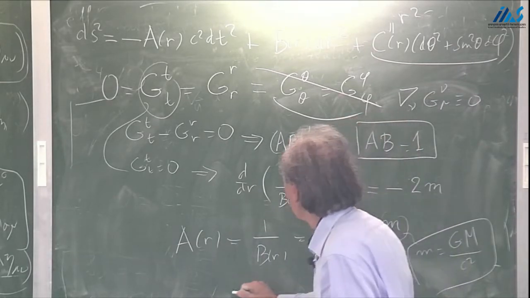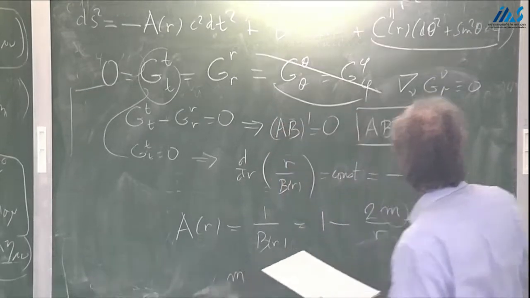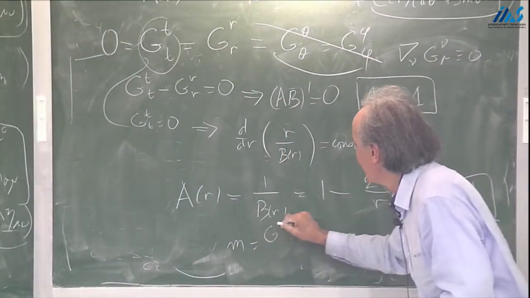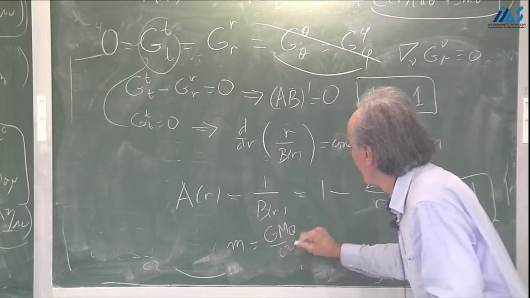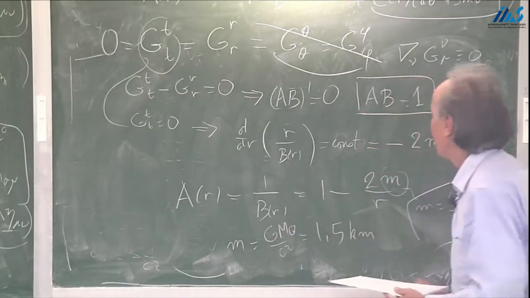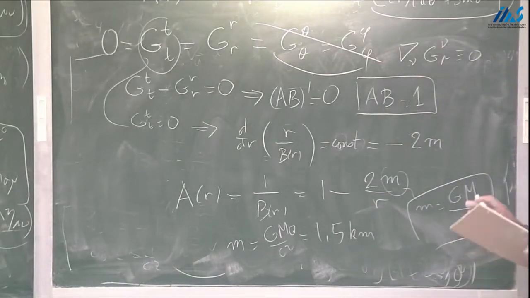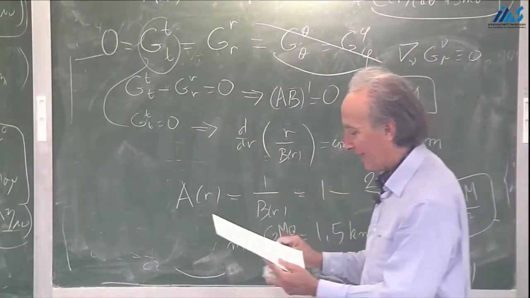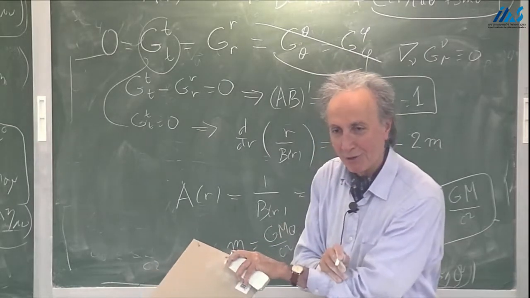Numerical value, if you have never seen that: for the sun, this coefficient small m, that is to say G M sun divided by c squared, is roughly 1.5 kilometers. Okay, it's 1.477 kilometers. So just to have an idea, probably I should stop now.